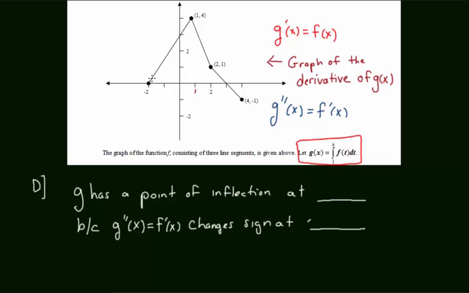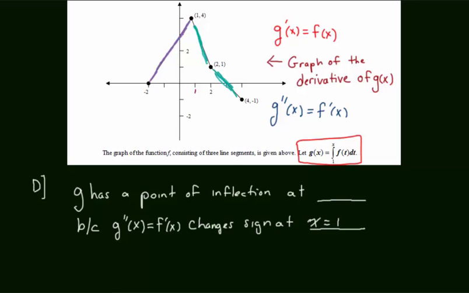So as I go up the curve here, the derivative is positive. You've got to be careful. The derivative of f is positive. Then as I come back down, over here, the derivative of f is negative, and the derivative of f is also negative here. So that means g double prime will be positive on the purple, and g double prime will be negative on the teal. So x equals 1. That's the only place where f prime changes sign.